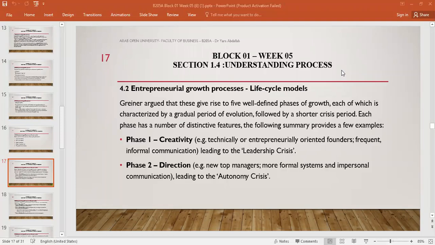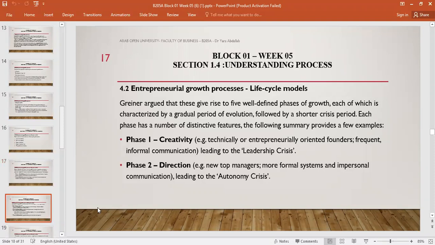Why did this crisis appear? Each one says, I am responsible, as you said. Why are you going to give me directions? I can be responsible for all of this. And this cannot happen. Because if you let everyone do whatever he or she would like without rules, this can affect the process itself. This is why the autonomy crisis appeared.